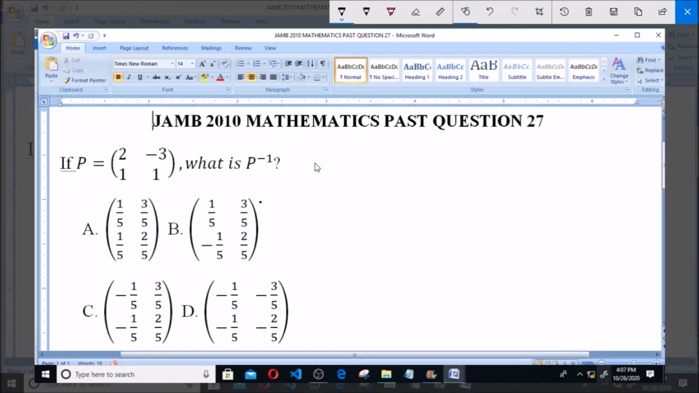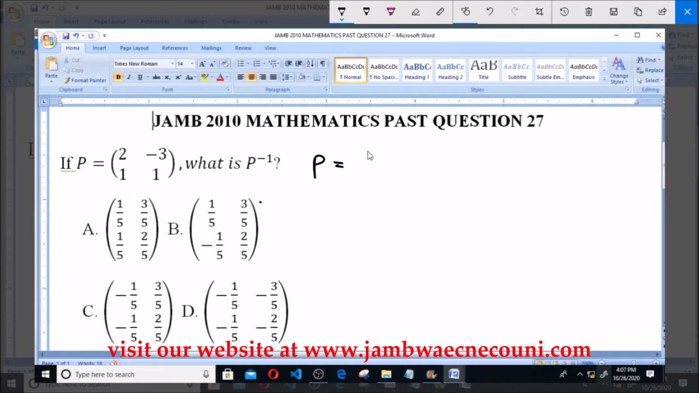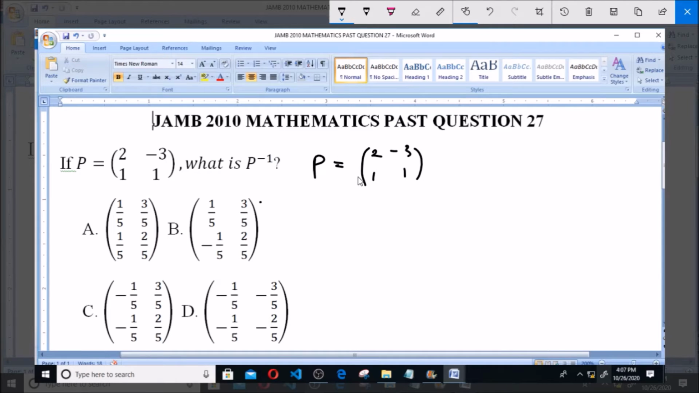Now we're given that P is equal to a 2 by 2 matrix of 2, minus 3, 1 and 1. First of all, before we can find the inverse of P, that's P raised to the power minus 1, let's first find the determinant of P. Let's solve for P first.